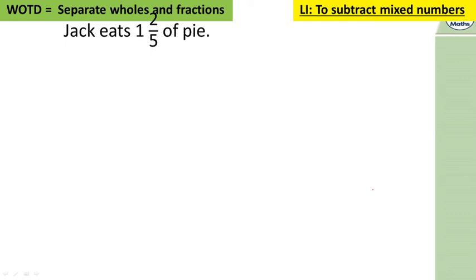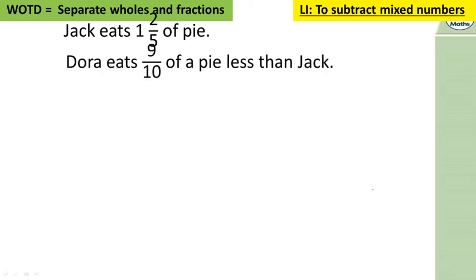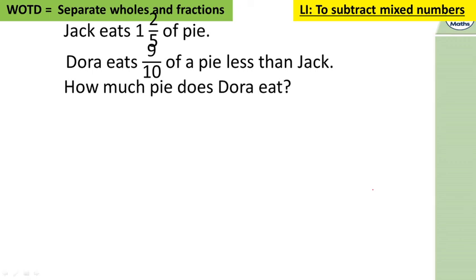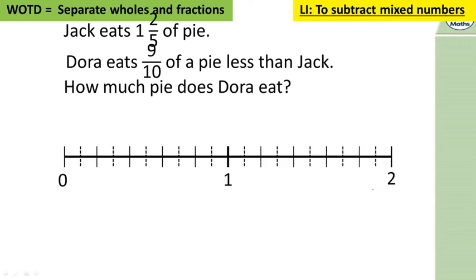Jack eats 1 2/5 of a pie. Dora eats 9/10 of a pie less than Jack. How much pie does Dora eat? So once again, we can represent that on a number line. So 1 2/5, because we've got fifths and tenths, and we know our denominators have to be the same to work with them. So if we convert that to tenths, 5, you have to times that by 2 to get to 10. Whatever you do to the bottom, you do to the top. So 2 times 2 is 4, 5 times 2 is 10.